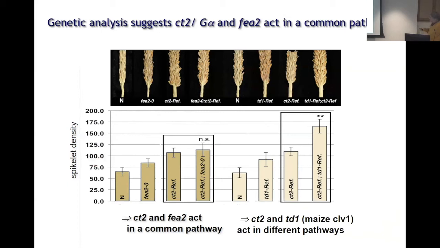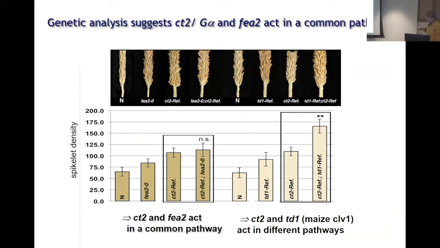And so we make double mutants, and here we made a double mutant between the CT2 G-alpha mutant and FEA2, which, if you remember, is one of the CLAVATA receptors, one of these feedback stem cell receptors. And we found that the double mutants, and here we're measuring, we did this by measuring meristem size, but we can also do it in a more easy way by counting spikelet density in the tassels. We found that double mutants look like the single mutants in terms of spikelet density. And so this is what we would call epistasis and suggest they're in a pathway.